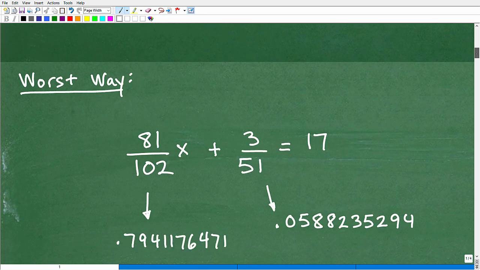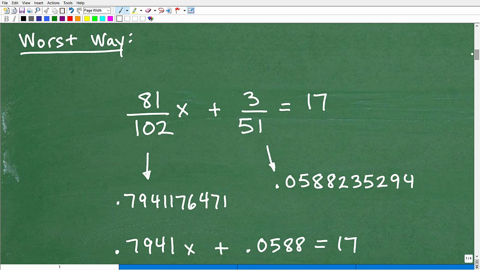So let's talk about the worst way that a lot of students approach this problem. Okay, so we have 81 over 102 x, right? So we have some fraction here, and it's like, oh boy, it's a fraction. Like, oh, I don't want to deal with a fraction. Plus 3 over 51 equals 17.